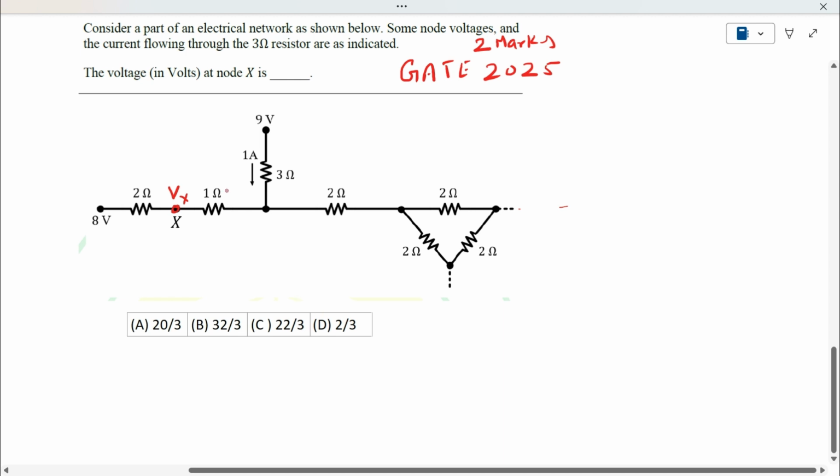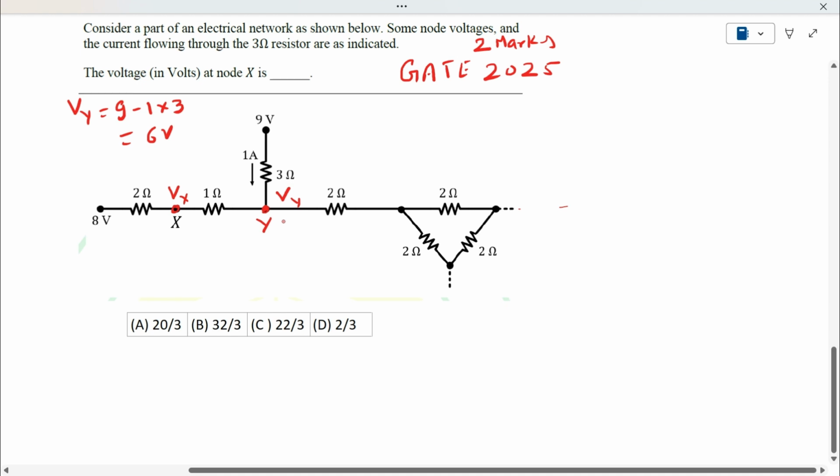So let me try to solve. How can we find the voltage at node X, which is Vx, in this question? First of all, I assume a potential at this node as voltage Vy, as I consider this is node Y. When we know the potential at one terminal of the resistor and we know the branch current of the resistor, we can easily find the voltage at another node by using Ohm's law. And here, Vy will become nothing but 9 minus 1 into 3, which is 6 volt.